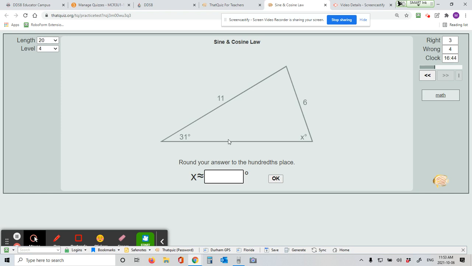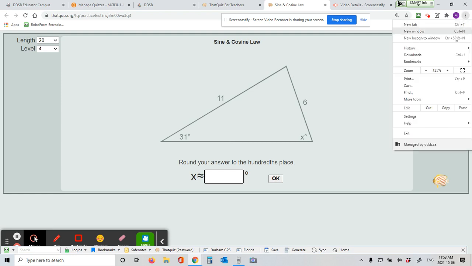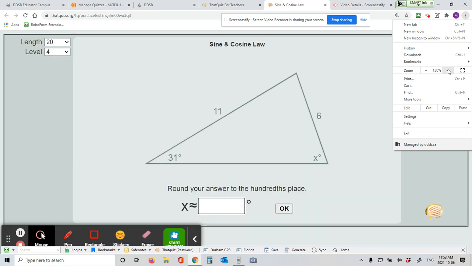Okay? Yes. Question. Can't see the numbers. Okay. All right. So let's see what we can do about that. Does that help a little bit? Okay.